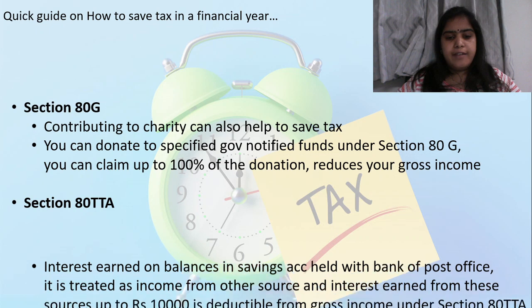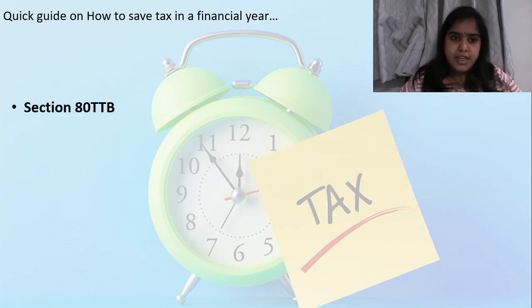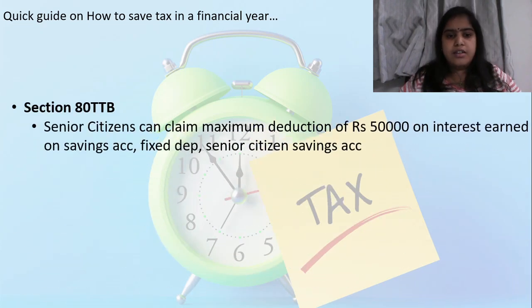80TTA: if you are putting some money in a savings account in post office or a fixed account and somewhere like that, whatever interest we are earning up to 10,000, we can take the benefit. This interest will be considered as income from other sources, and up to 10,000 rupees will get deducted from our gross income, so we can take the benefit under section 80TTA. 80TTB says if you are a senior citizen, then up to 50,000 we can take the benefit.